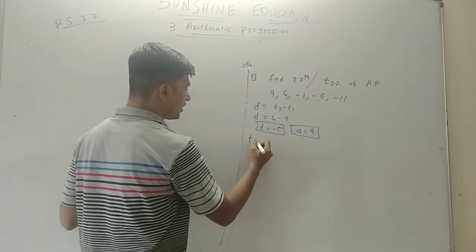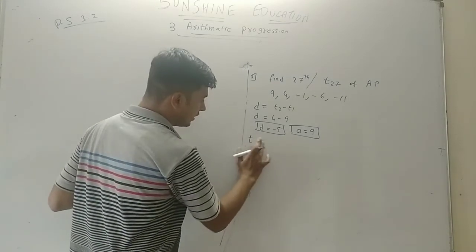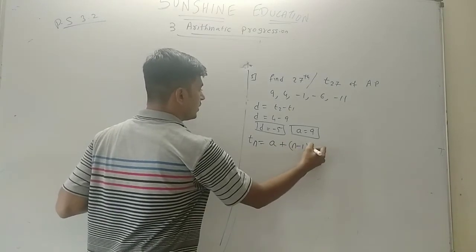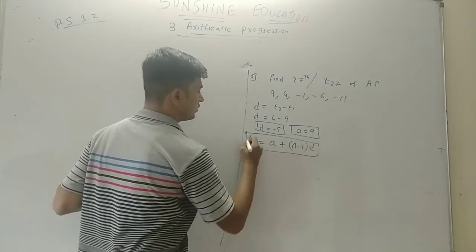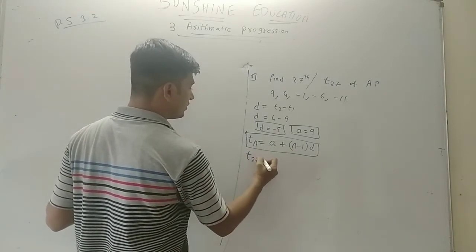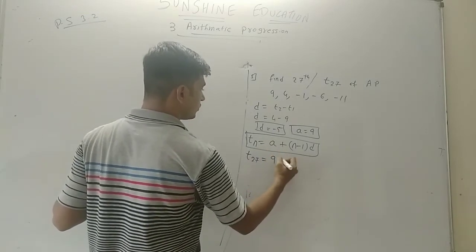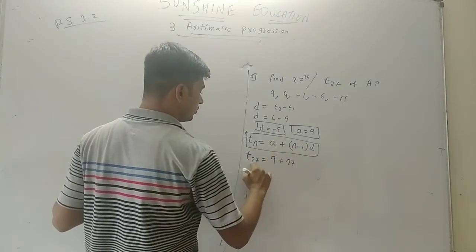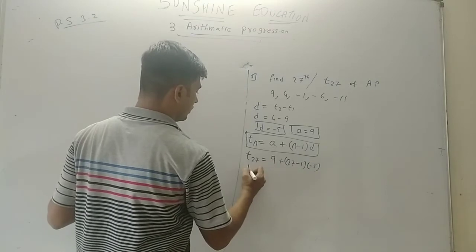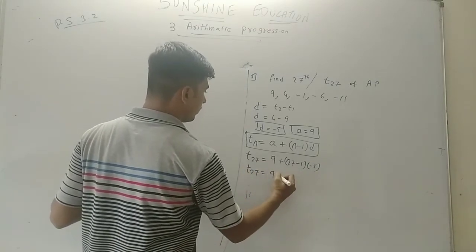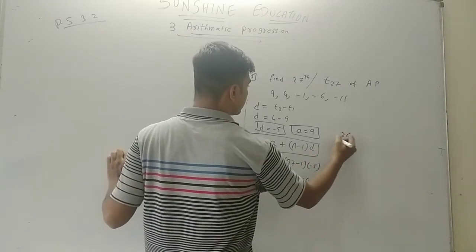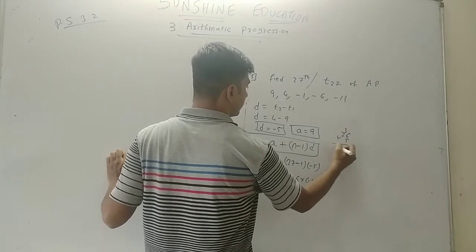First of all, writing the formula Tn. Tn is equal to A plus n minus 1 into D. Okay, this is the general term or general formula. So T27, in place of n I will write 27, is equal to A, that is 9 plus 27 minus 1. N is 27, so it is 27 minus 1 into D, which is minus 5. So T27 is equal to 9 plus 26 into minus 5. So 26 fives are 130 over here.